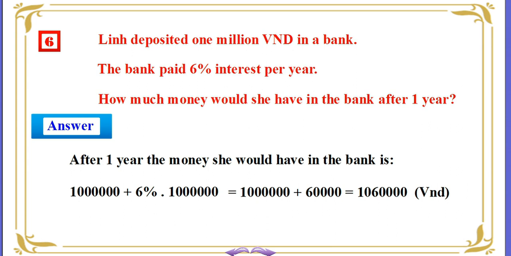You also have another way to calculate, like this: 1 million multiplied with 106 percent, and you also have the same result, 1 million and 60,000 Vietnam dong.